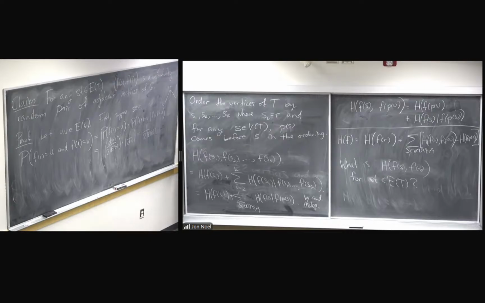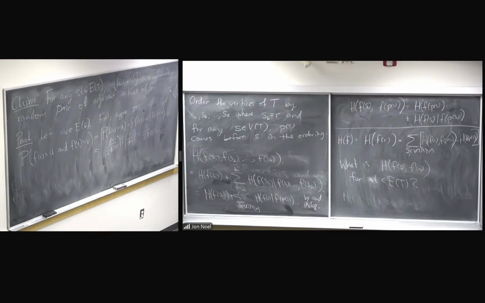And this is true for every single adjacent pair. The number of edges is e of g, and the number of adjacent pairs is 2 times that, because you can flip it either way. So at least for an edge that is incident to the root, it has the right property.